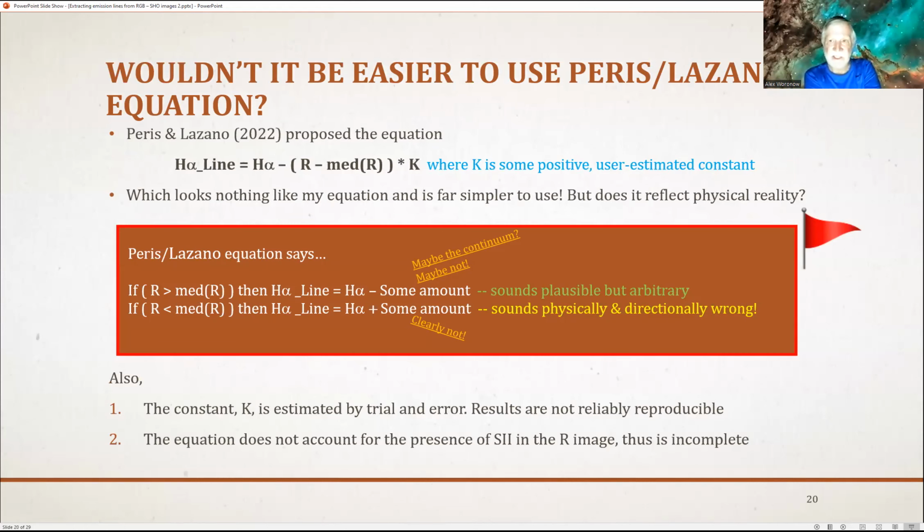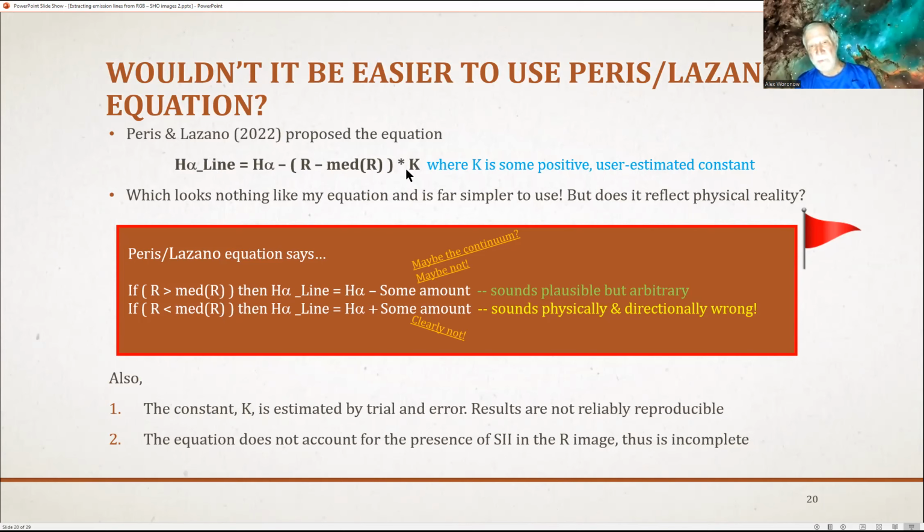Okay, now Paris and Lozano this year published an equation which they called something like continuum subtraction, which I took it, and I think everybody else did, to mean that it's going to give you the emission line. And this is their equation. They don't put emission line on the left side, they just give you the right-hand side, so this is what I presume they're solving for. You take the HA, the narrowband filter, and subtract the quantity, the broadband red filter minus the median value of that red. Remember, a median is the midpoint, the 50th percentile. Half the values in the red filter are below that and half are above.